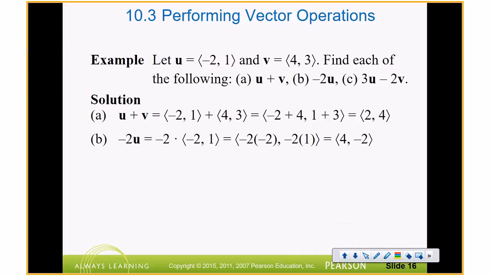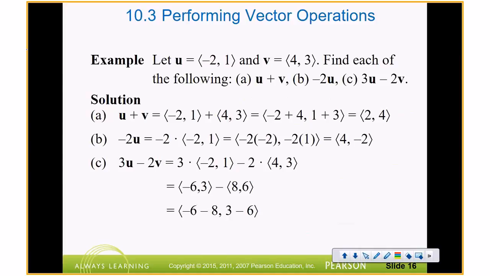And that's basically what they should have got. I'll check my answers and see if we got the same thing they got. Did we get that? Okay, good.